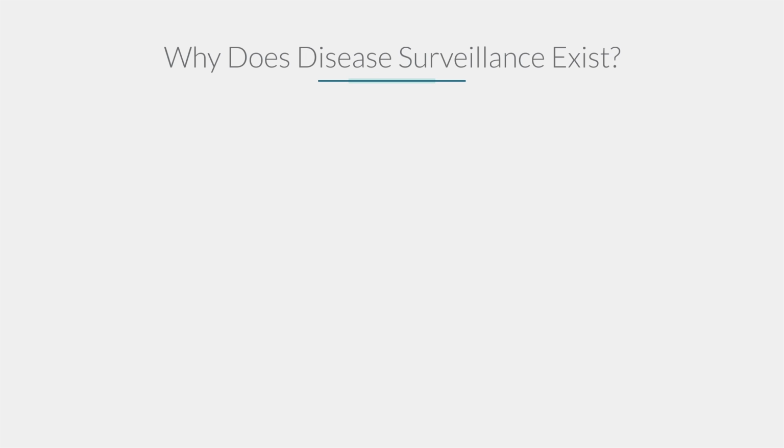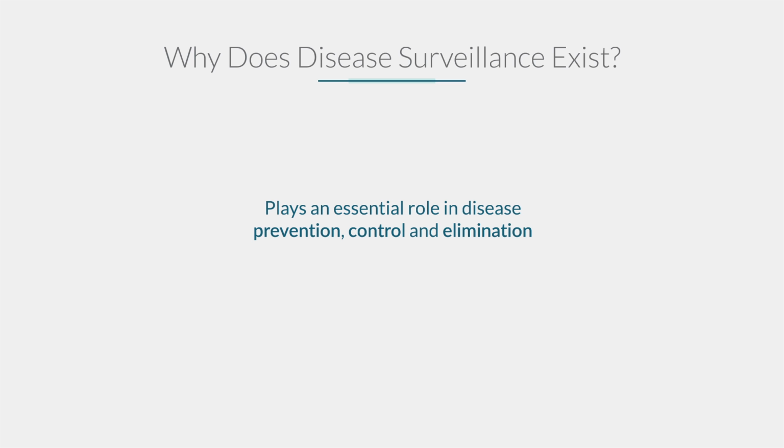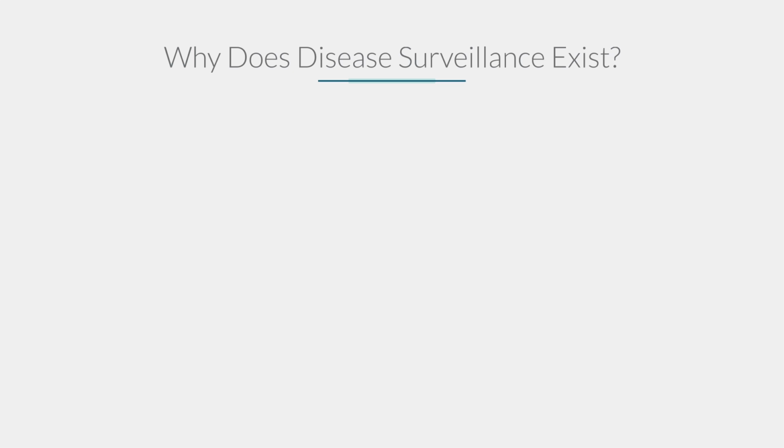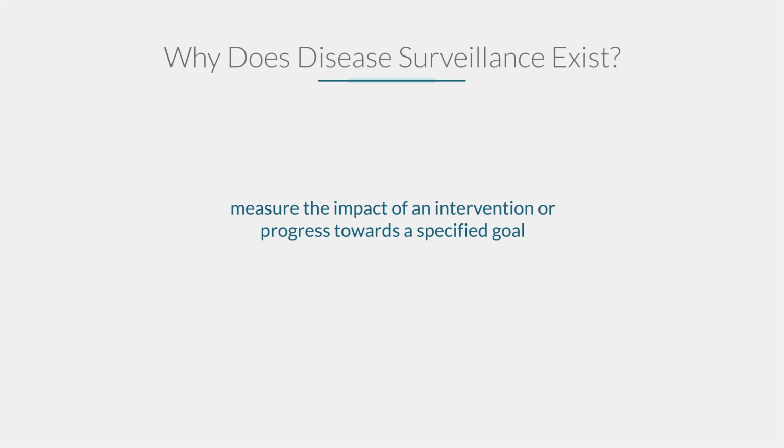Why does disease surveillance exist? Disease surveillance plays an essential role in disease prevention, control, and elimination. The earlier a disease outbreak is detected, the more lives can be saved. In addition to serving as an early warning system for public health emergencies, disease surveillance also helps measure the impact of an intervention or progress towards a specified goal.